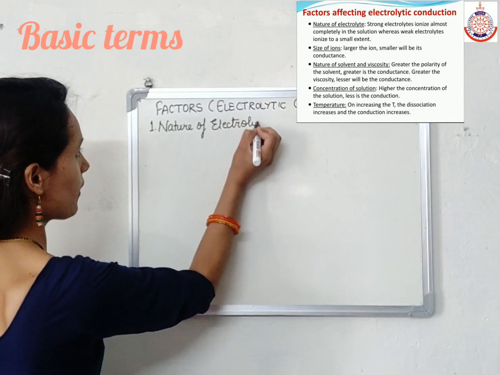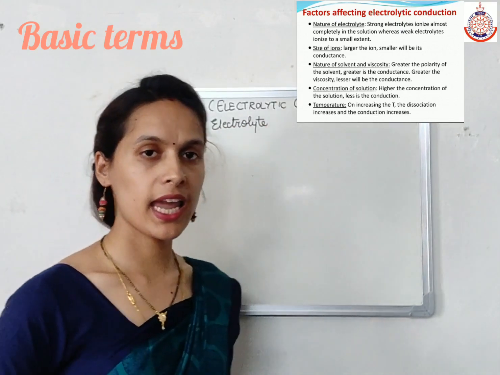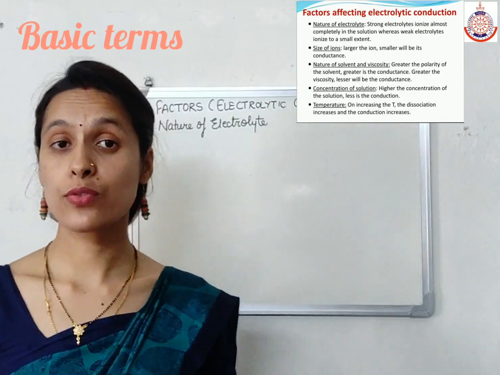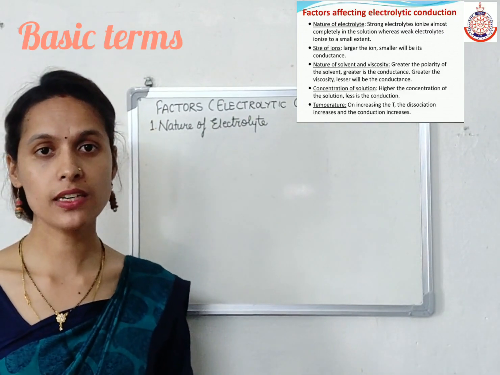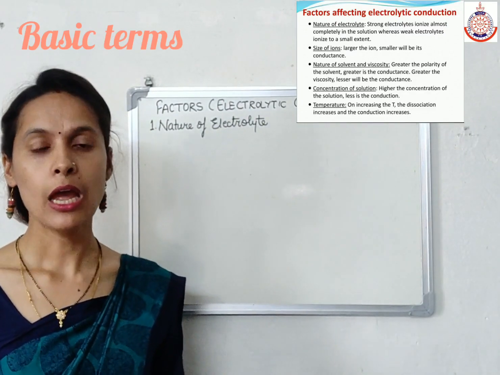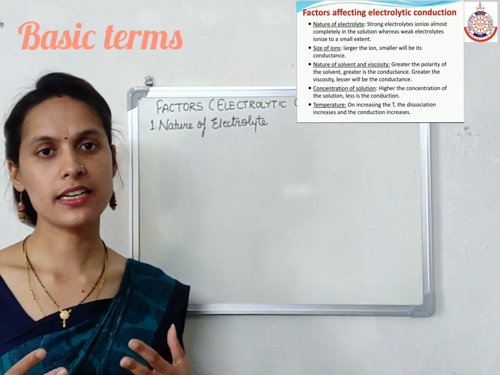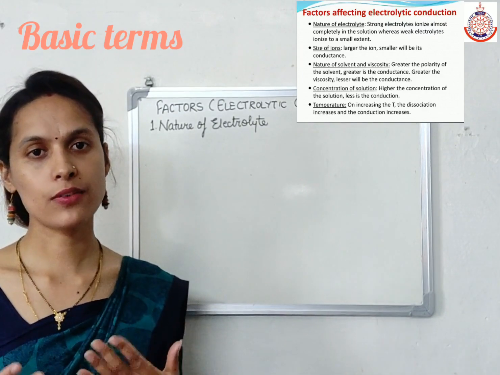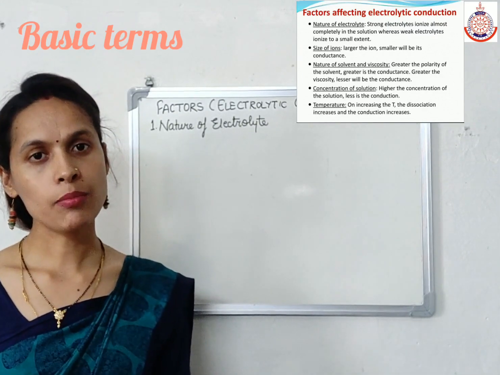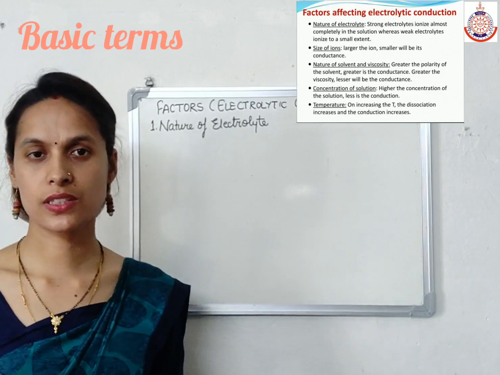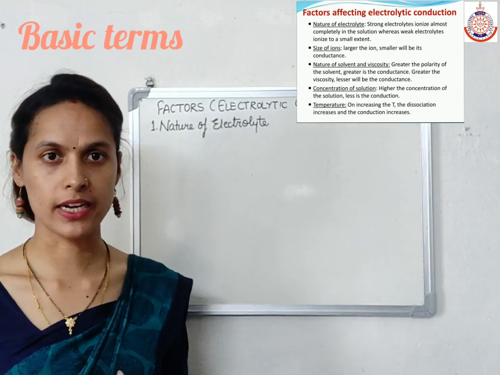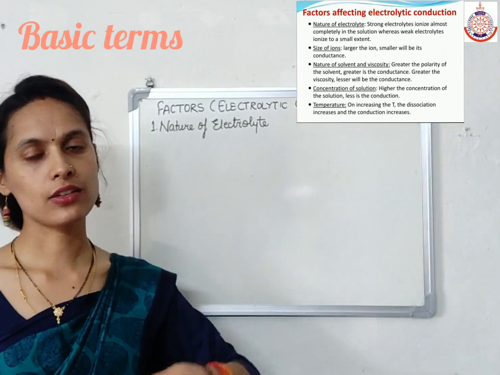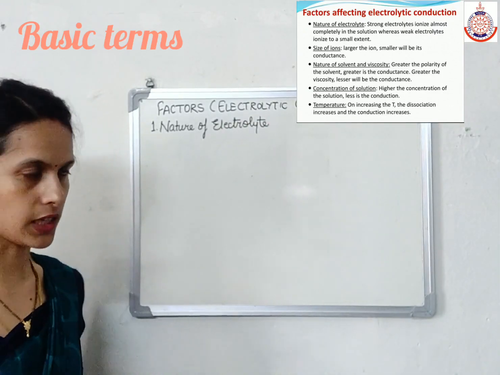Suppose we have two electrolytes A and B. A is a strong electrolyte and B is a weak electrolyte. So in which electrolyte do we get more conductivity? Obviously in A, because A is a strong electrolyte and it undergoes complete decomposition, and when it undergoes complete decomposition it forms a greater number of ions. Greater number of ions means a large amount of electricity will pass through the electrolyte. So strong electrolyte increases the conductivity, whereas weak electrolyte decreases the conductivity.